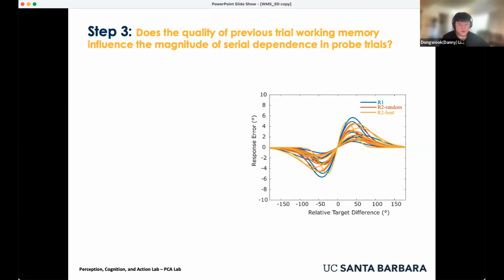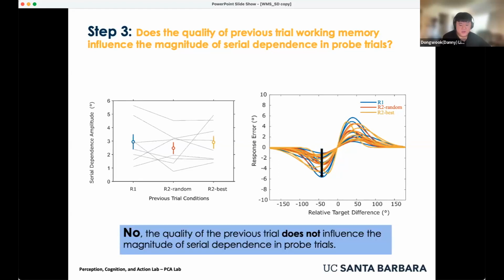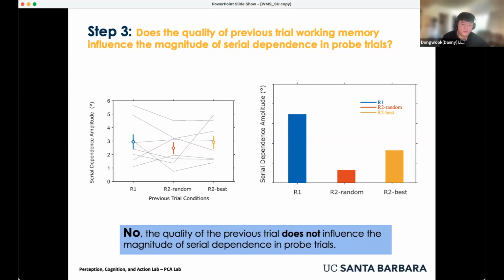So step 3, in this figure, we have plotted all the DoG fitting curves for each condition. The blue line represents the R1 condition where there is only one target, the red line represents the R2 random condition, and the yellow line represents the R2 best condition. The magnitude of serial dependence is measured by the height of the curve. So we plotted the serial dependence amplitude for each condition. And surprisingly, there was no significant difference in serial dependence magnitude across task conditions. However, the qualitative result aligned with our prediction, as you see.